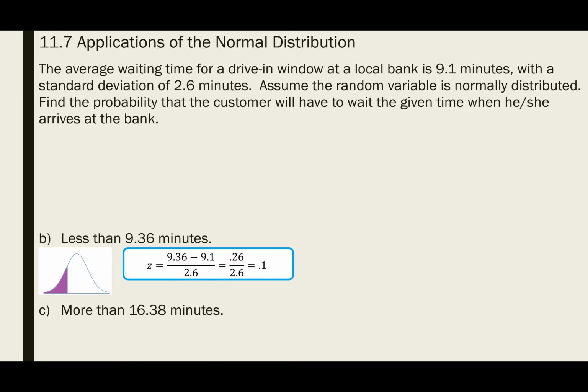Because if you go to the table, you don't have the 9.36, right? We need to convert this 9.36 minutes to become a z-score, because the minute is not in the z-score table. The only thing in the z-score table is the z. So we need to convert this. And if you convert this, you have 0.1. And if you go to the table, you see 0.1 is the same as 0.10. Then the area is 0.53.